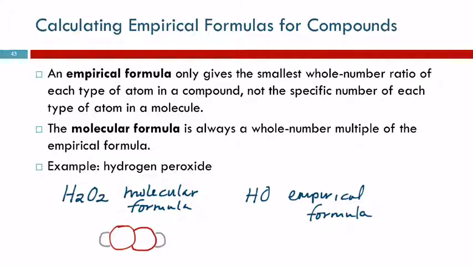Sometimes they're the same. An empirical formula can be a molecular formula. We look at H2O. That's the molecular formula for water. Can we simplify that ratio? 2 to 1? No, we can't. For water, the molecular formula and the empirical formula are the same. The molecular formula is still a whole number multiple of the empirical formula, but the whole number is 1. For HO, here's the empirical formula, here's the molecular formula. The molecular formula is the empirical formula times 2. Any questions?